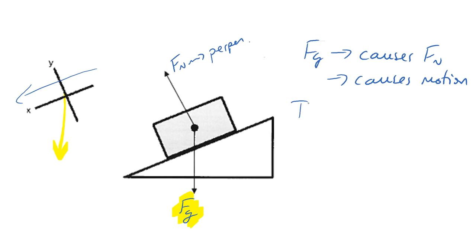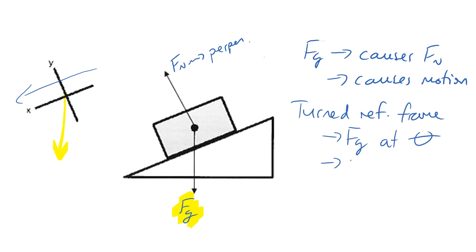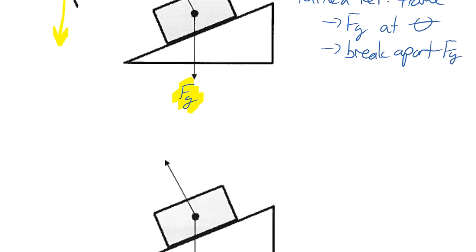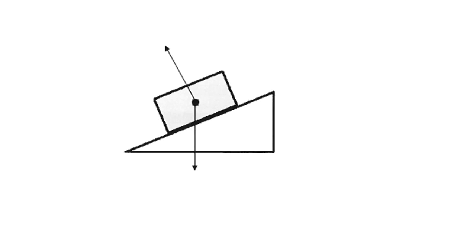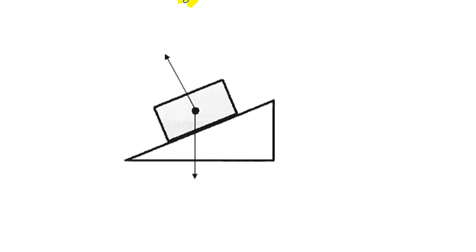And what we've done is we actually rotate or turn our reference frame. Because of this, the FG is now at an angle, which means we can actually break apart the force of gravity. Okay, so we can actually break this thing apart. All right, so let's go to the third picture and see how that kicks in. So if we go to the third picture here, my force of gravity is going to be broken apart.